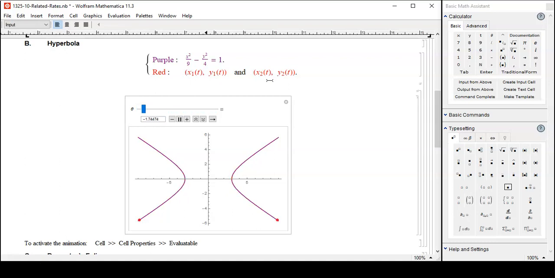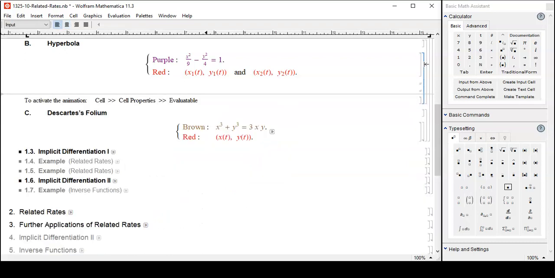And how are they algebraically related? It's pretty obvious, right? By symmetry, x1 should be the negative of x2, and y1 and y2 should be the same. Anyway, that and a lot of other relations. Not a lot of other relations, as a matter of fact, just two more. One is the relation between x and y, this purple one, and another one, the relation between x prime and y prime. That's how they are related. That's why we call those related rates.